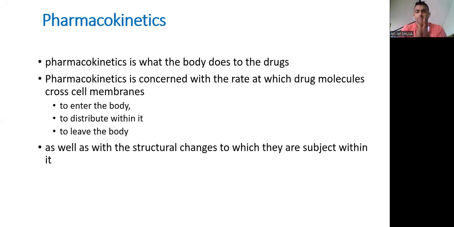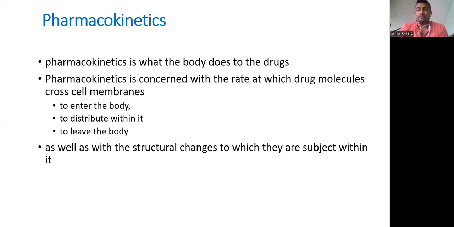what are the series of events happening for that drug until it reaches the site of action or until the drug is fully eliminated from your system. So basically what the body does to the drug is pharmacokinetics. What the drug does to the body is pharmacodynamics. That's it.